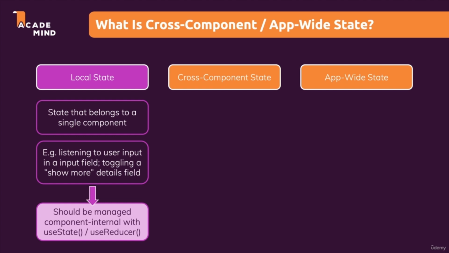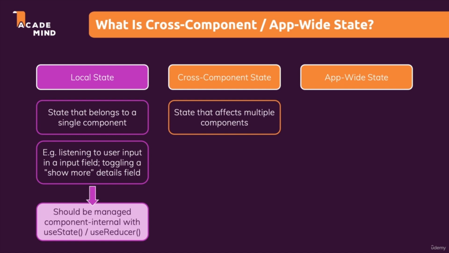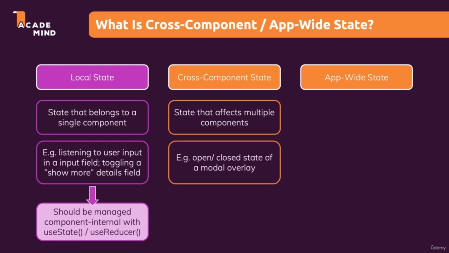Now, we also often have state that affects not just one component, but multiple components. That would be cross-component state. For example, if we have a button that opens or closes a modal overlay, such a modal component might affect multiple components, and the trigger for opening the modal is per definition not inside of the modal. On the other hand, the modal might be closed by clicking a button which is inside of that modal. So then we have multiple components working together to display and hide a modal.